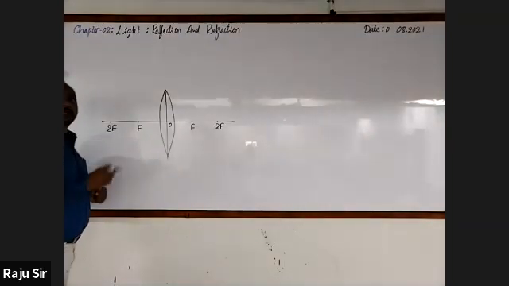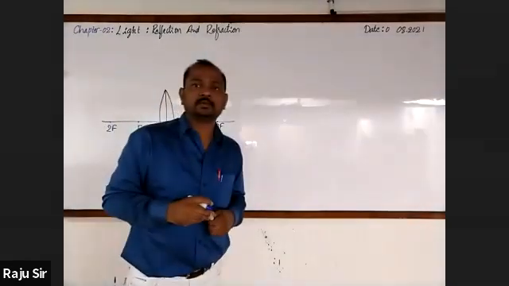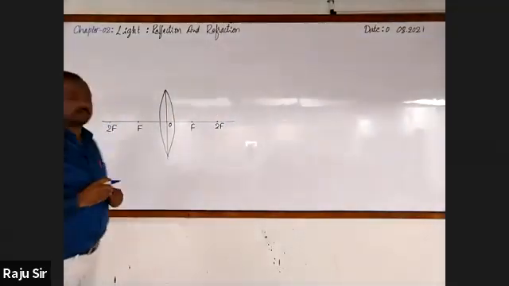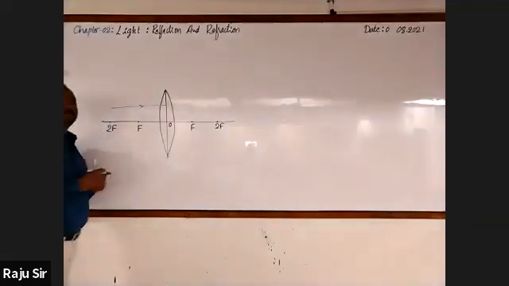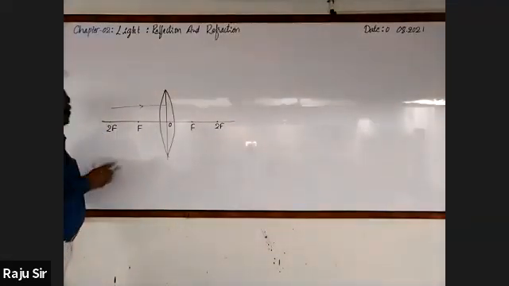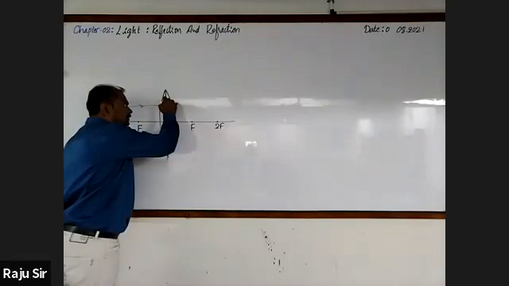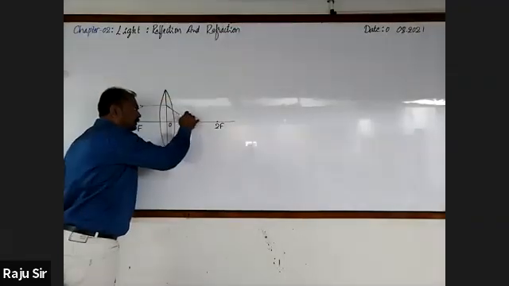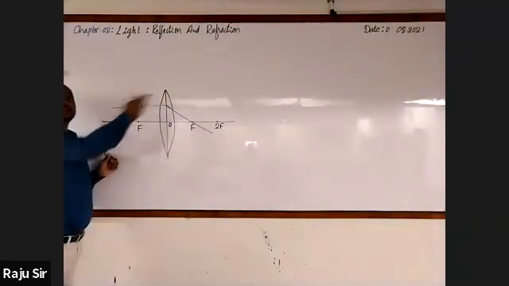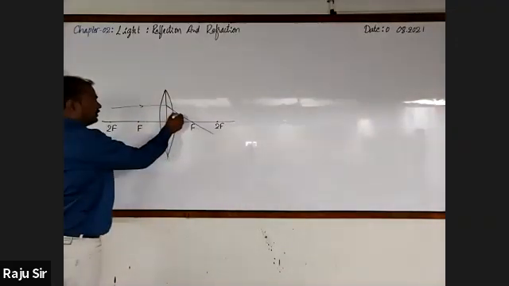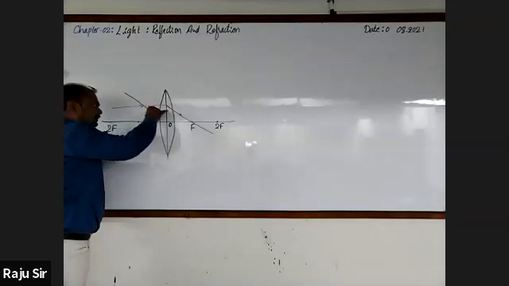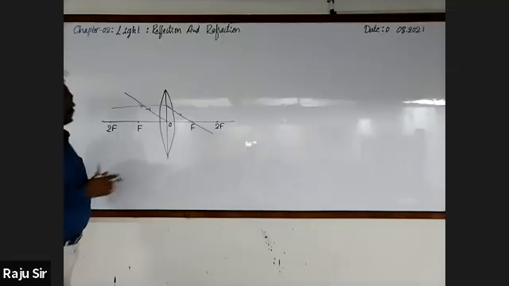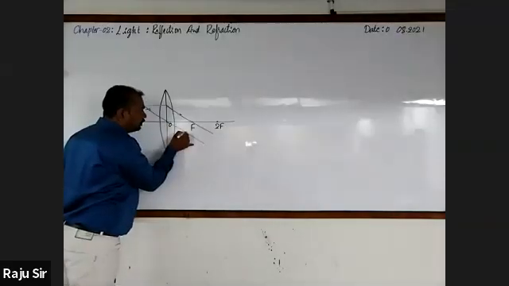Whether the focal length of the convex lens is positive or negative? It is positive, right? What happens when a ray of light is incident parallel to the principal axis? Yes. It gets refracted, the refracted ray passes through the focus on the other side of the lens. Next, what happens to the light ray when it is incident exactly at the optical center? It passes through the lens without bending.